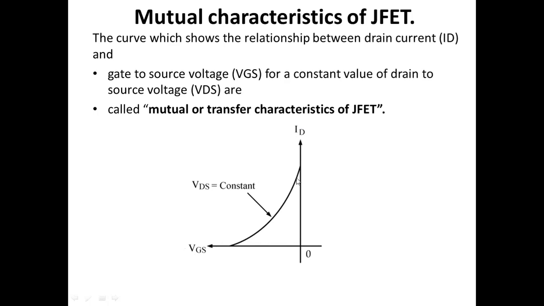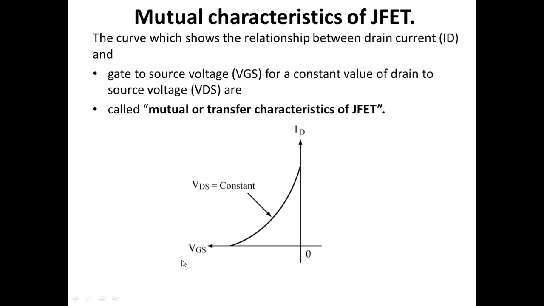So plot a graph between ID and VGS, then you will get the mutual characteristics of JFET. To draw this mutual characteristics of JFET, first we have to fix the VDS value at a constant value. A suitable VDS value is selected or fixed.